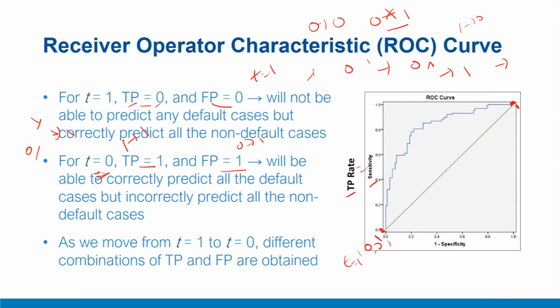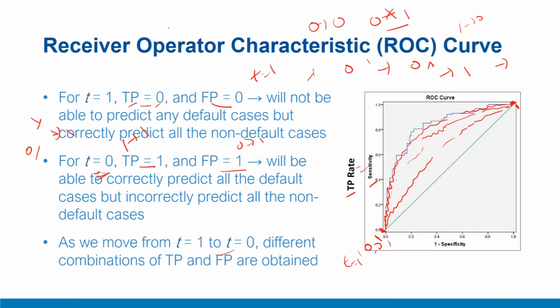However, for all the other cases, different models will show different behavior. Except these 2 points, all the models will show different behavior. So as we move from t equal to 1 to 0, we will move on some curve like this. And one can judge the accuracy of the model as per the area under this curve.